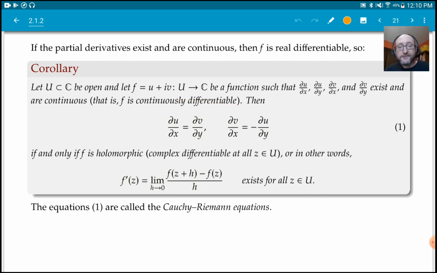So these equations, as we said, are called the Cauchy-Riemann equations. And basically, complex analysis is the study of their solutions, or various solutions.